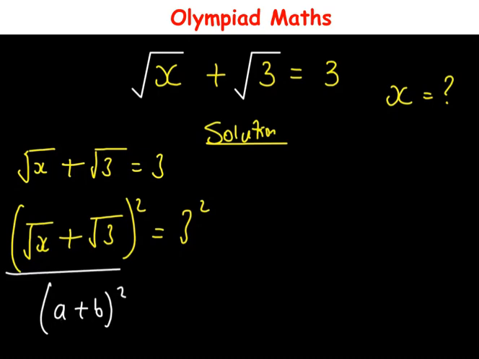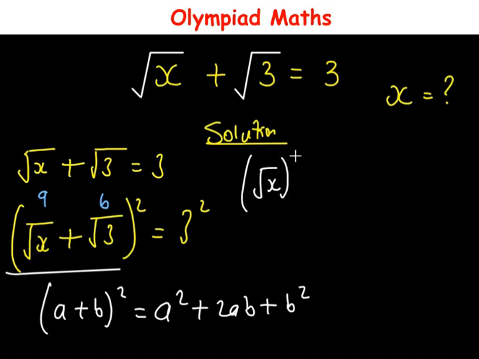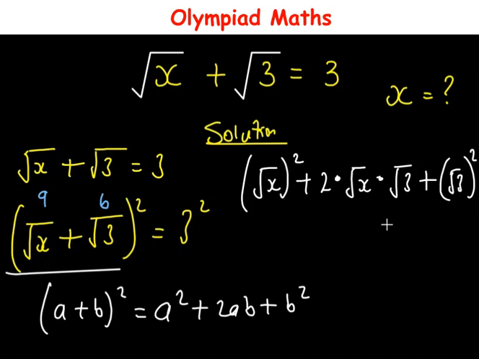Now a plus b all squared is equal to a squared plus 2ab plus b squared. And in this case, the value of a is root x, while the value of b is root 3. So expanding this, we have it to be equal to a is root x, this becomes root x all squared, plus 2 times a is root x times b is root 3, so root 3, then plus b is root 3, so we have root 3 all squared, okay, then equal to 3 squared is 9.